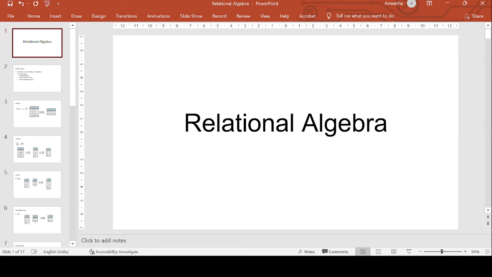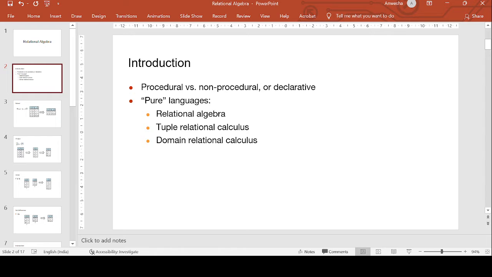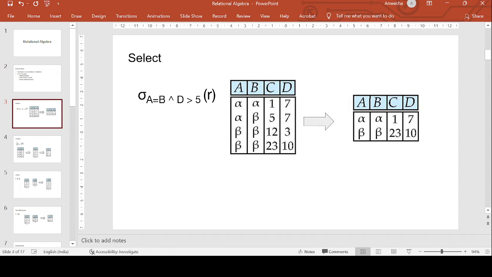So today our topic is relational algebra. We will learn relational algebra, tuple relational calculus and domain relational calculus in this class. First I will discuss 6 basic operations of relational algebra. First is select.